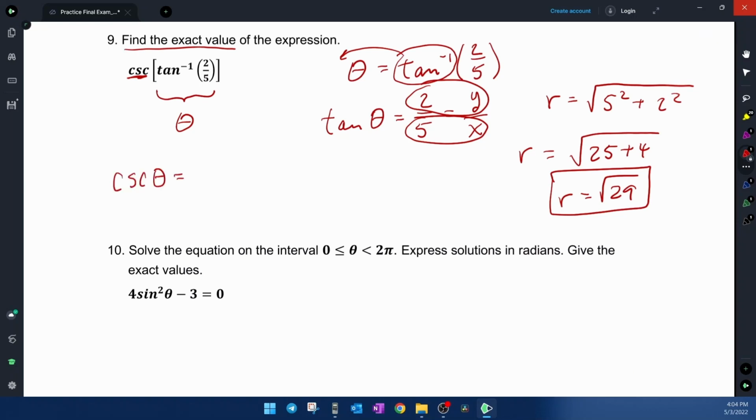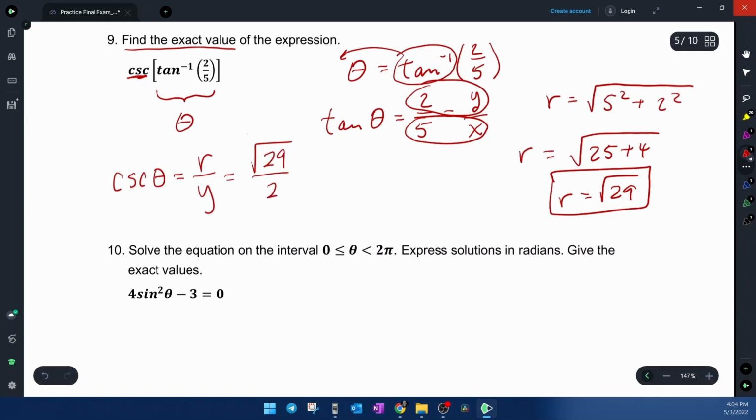So remember, cosecant is the reciprocal of sine. So if sine is y over r, cosecant is r over y. Plugging in, we're going to get the square root of 29 over 2. And that is the answer for question number 9.